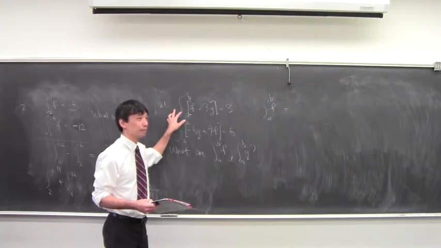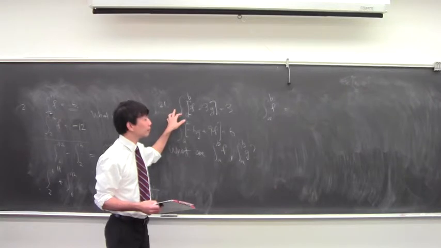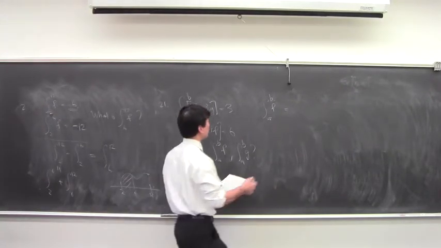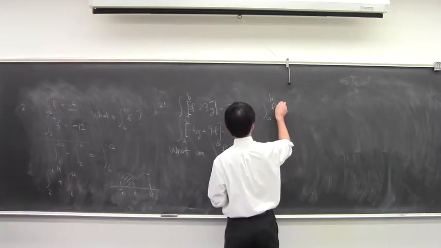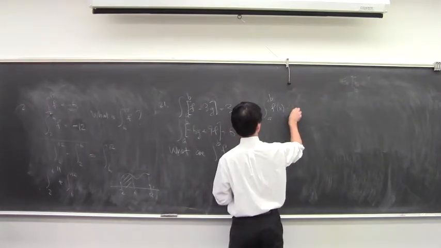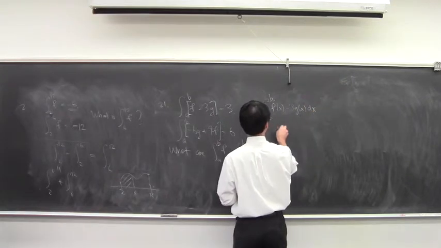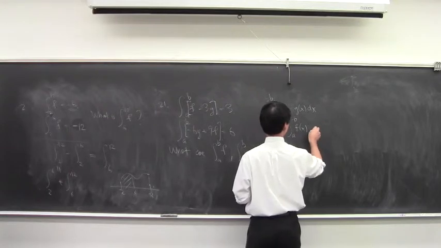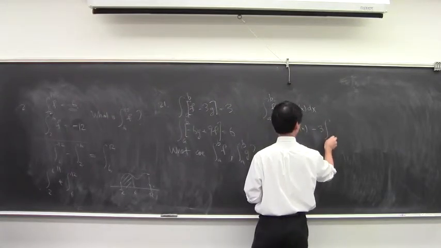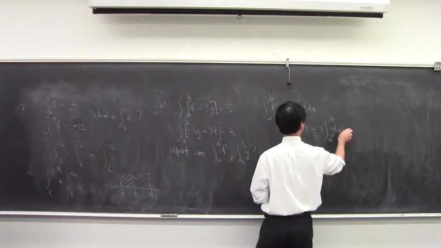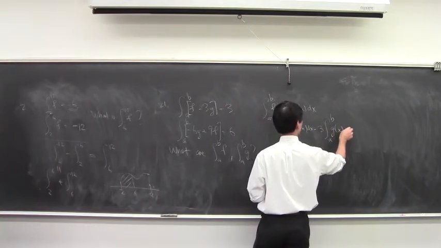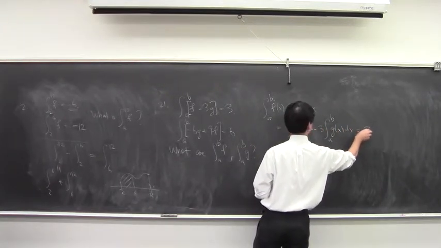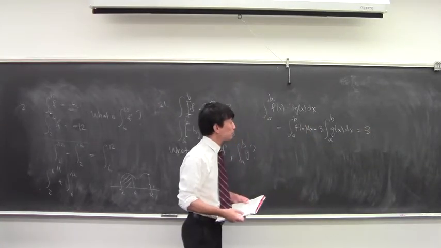Anybody? Isaac. Can you distribute the integral over f and 3g and then move it? Yeah, sure. Right. You've got this integral. The integral of a sum is the sum of the integrals, right? And you can pull the constant out.